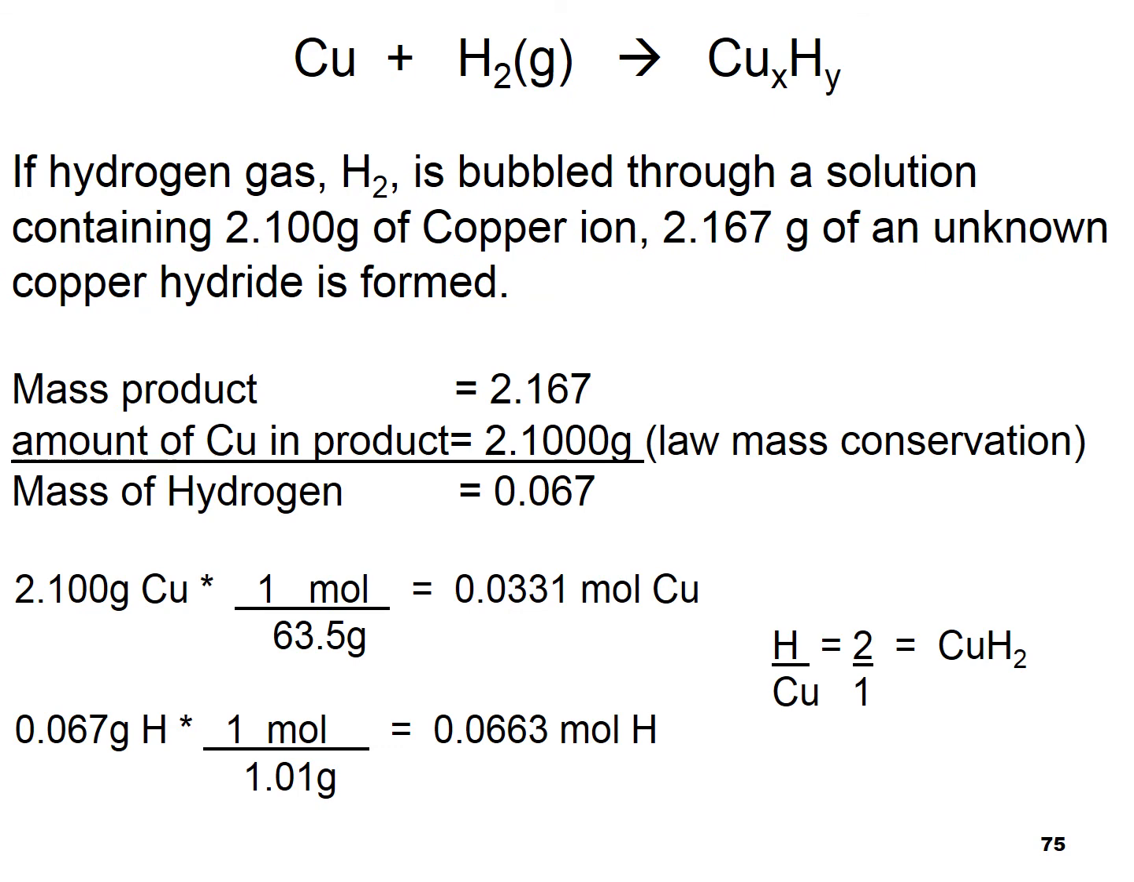Okay. So if the mass of the product is 2.167, and we know that only 2.1 grams of that can possibly be copper, that means the mass of hydrogen has to be 0.067 grams. Okay, so with that, we can find the moles of copper and the moles of hydrogen, and sure enough, we end up with very close to a 2-to-1 ratio of hydrogen per copper, and so that means the unknown copper compound is CuH2.